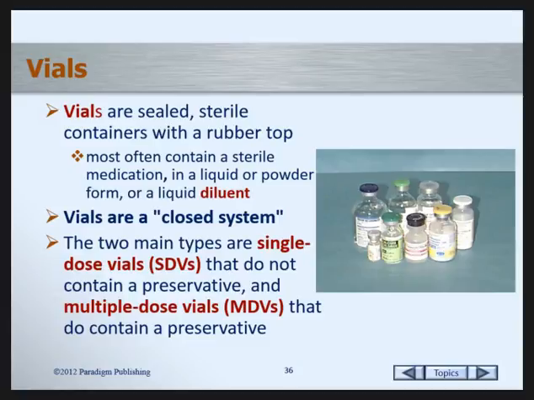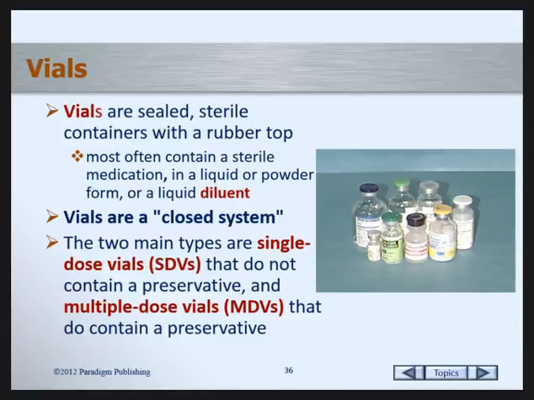Vials are another piece of supply that we use on a regular basis. Vials are sealed, sterile containers. They have a rubber top, and they usually have a metal cap over it, and then they'll have a plastic cap protecting the diaphragm opening. Most often, they'll contain sterile medication, either in a liquid or a powder form, or it may be a liquid diluent. Vials are considered to be closed systems. You can't turn them upside down and have the fluid fall out.